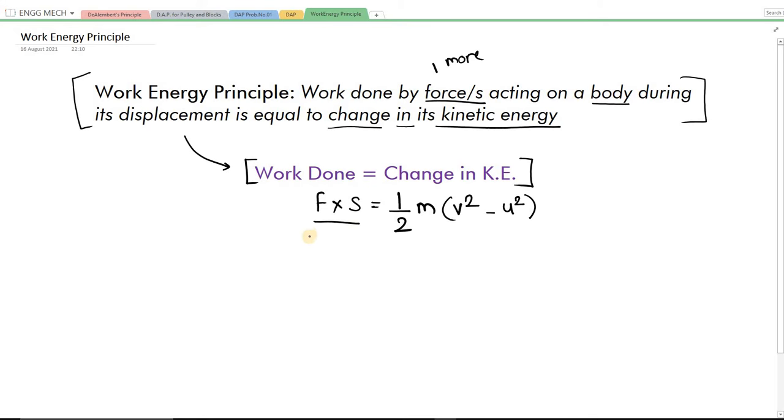This portion, the LHS, denotes the work done. The RHS denotes the change in kinetic energy. Now this can be rewritten as F into S equal to half into W by g into v square minus u square. We have done nothing new here. We have just replaced the term mass with weight divided by acceleration due to gravity. Now let's see how we achieved this specific expression.